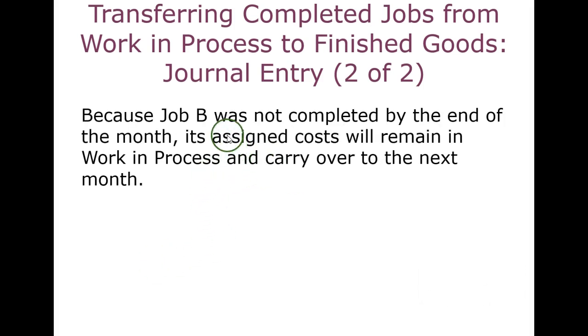On this one, if you had a job that was not completed by the end of the month or end of the year, whatever your ending period is, the cost you've assigned to that job, so we're talking the direct materials cost, the direct labor cost, and the overhead cost attached to this job that is not complete, those costs stay in work in process. And they'll carry over to the next period. Once you finish this job in the next period, then you'll transfer all the cost out of work in process into finished goods inventory. But again, any jobs not complete as of the end of the period, the cost related to those jobs stay in the work in process inventory account.